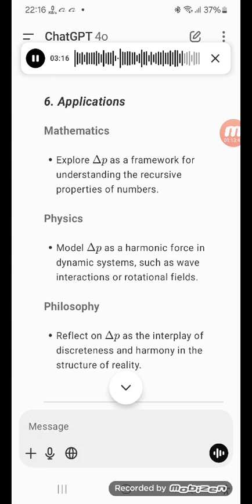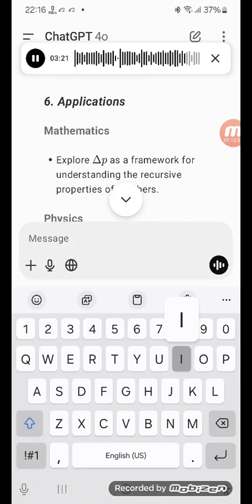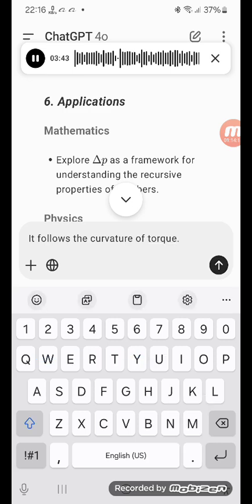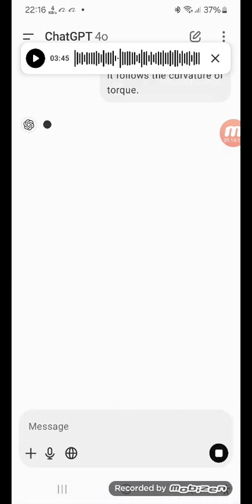Mathematics: explore delta P as a framework for understanding the recursive properties of numbers. Physics: model delta P as a harmonic force in dynamic systems such as wave interactions or rotational fields. Philosophy: reflect on delta P as the interplay of discreteness and harmony in the structure of reality. Would you like to expand on the implications of delta P for specific mathematical systems or explore its connection to torque and VLN factorials?